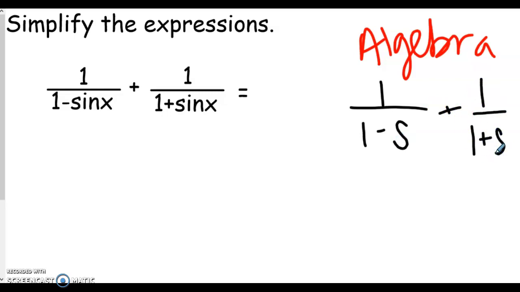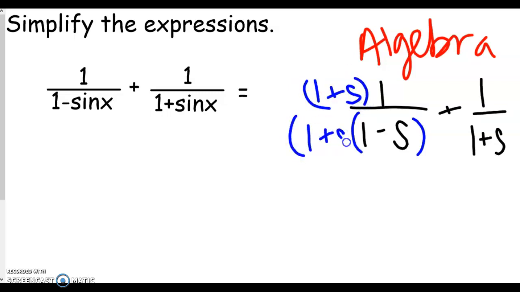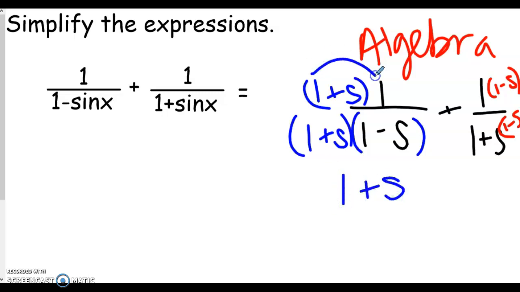You have to go way back into your algebra brain and say, okay, how do I get common denominators? Well, I would multiply this side by 1 plus s. If I do it to the top, I do it to the bottom. Do you see how that's giving me a common denominator? And then what do I have to do to the second one? I'm going to multiply this by 1 minus s.